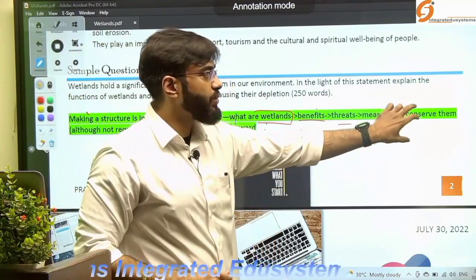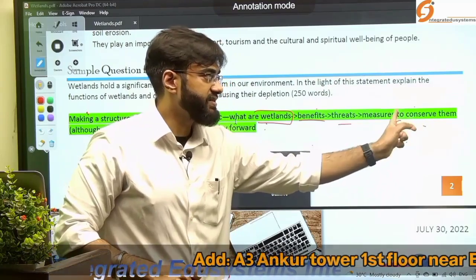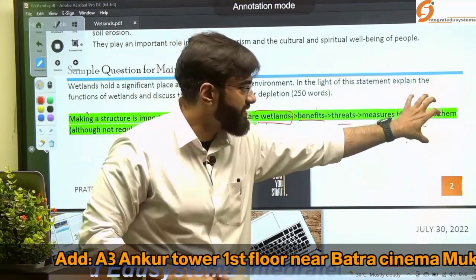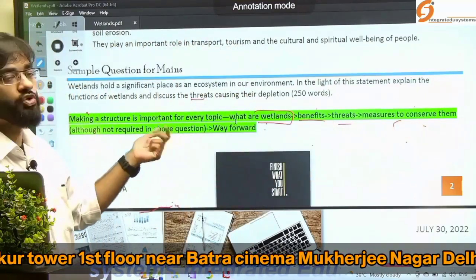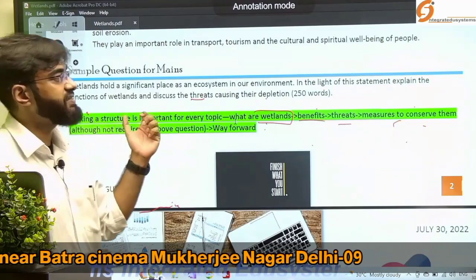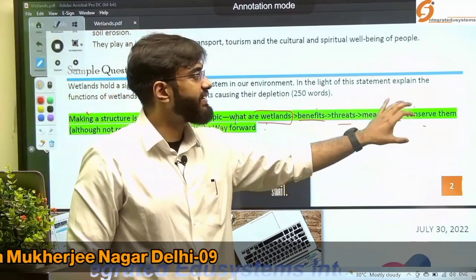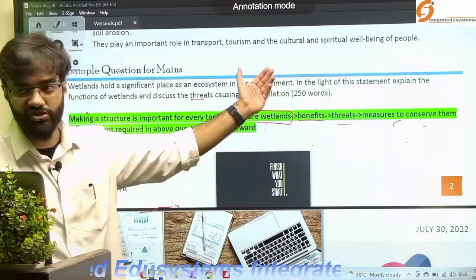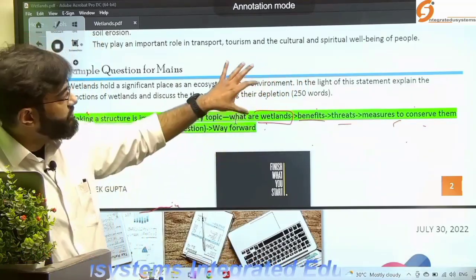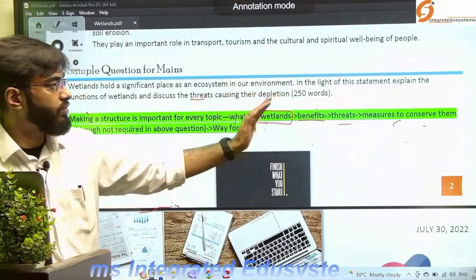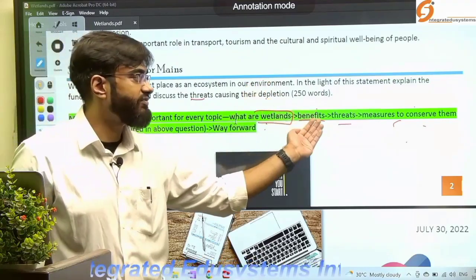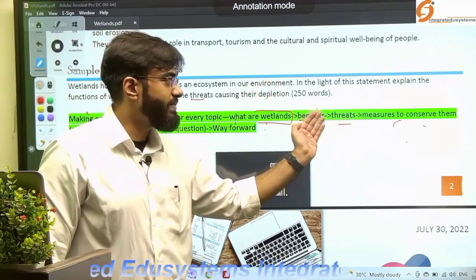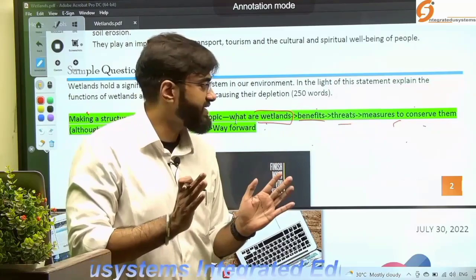Additional, now in this question, this is the completing structure, but the measures to conserve them are not required in the above question. This is just for your analysis that this part could have also been mentioned in this question. For this question, in the introduction and the body, you have to write some points, both the benefits and threats, and equal importance has to be given.